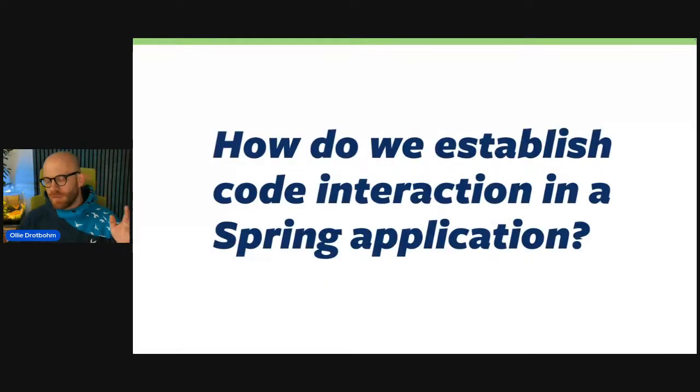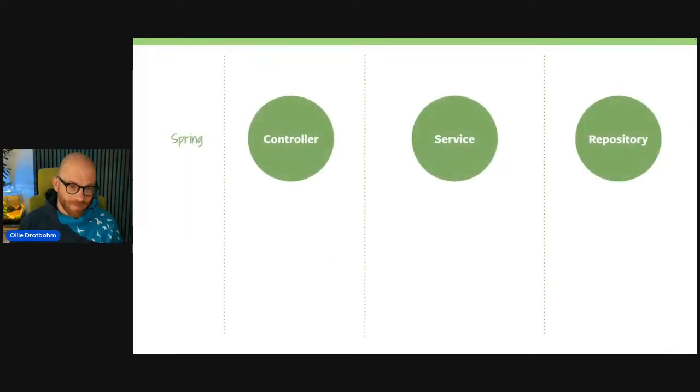And that, coming back to turning this into Java and Spring in this case, raises the question: how do we actually establish code interaction? How does one piece of code, one class, interact with another class in a Spring application, or any kind of Java application? That's by giving one class a reference to an object of the other, which these days we call dependency injection, right?